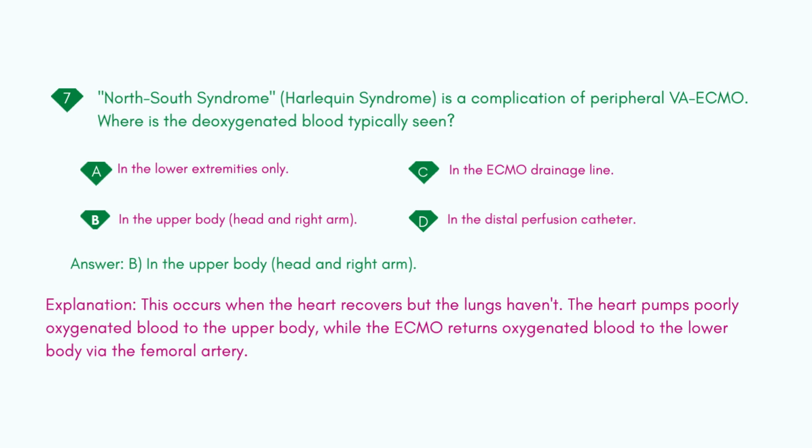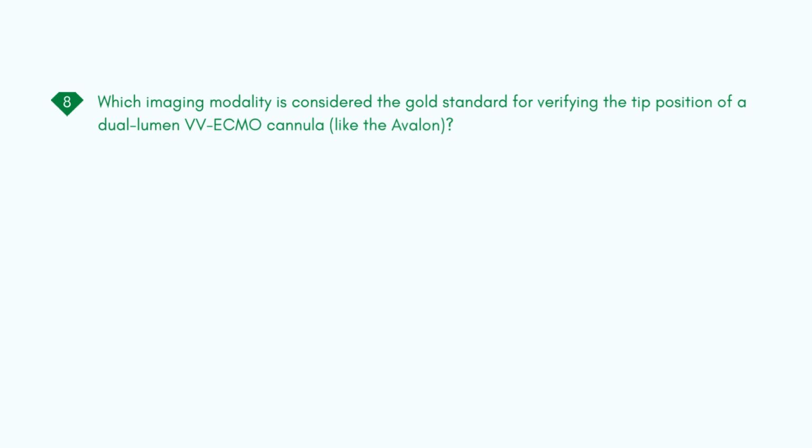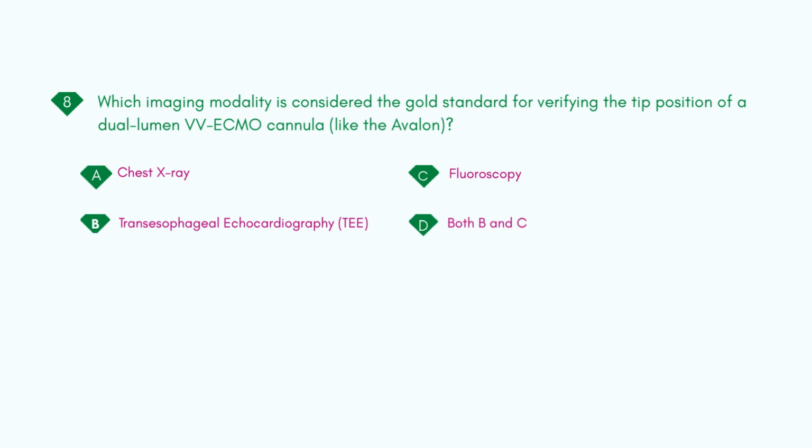via the femoral artery. Which imaging modality is considered the gold standard for verifying the tip position of a dual-lumen VV-ECMO cannula, like the Avalon? A. Chest X-ray. B. Transesophageal echocardiography, TEE. C. Fluoroscopy. D. Both B and C.